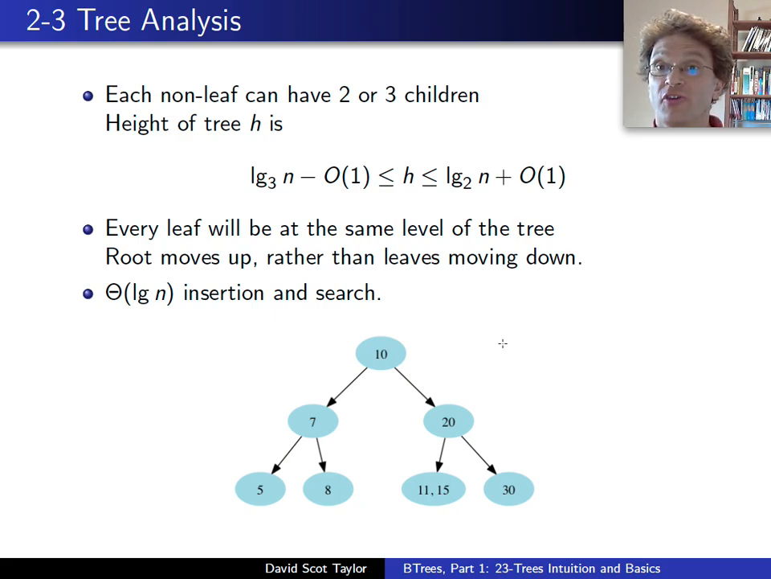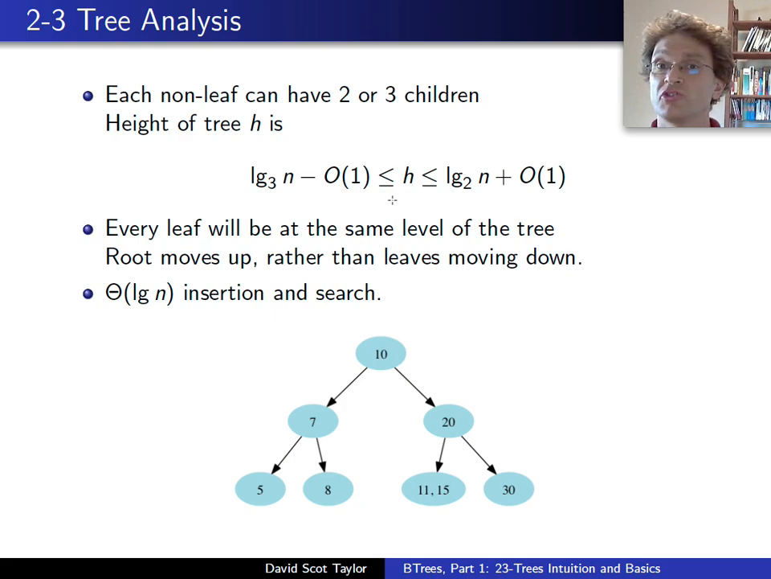Each non-leaf has 2 or 3 children. So the height of the tree is, well, it's at most log base 2 of n if all the nodes are binary. And it's at least log base 3 of n if all the nodes have 3 children, if all the nodes are tertiary, right? So this gives us a logarithmic height.